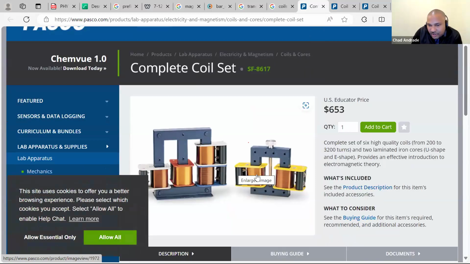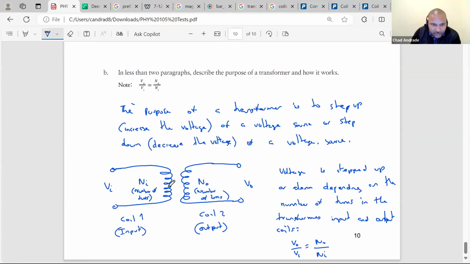If you pass a current through one of the coils, based on the number of turns on one side, the input, and the number of turns on the other side, you can step up the voltage or step it down based on this equation. So let's use some values. Let's say you wanted to step up the voltage. Let's say you had a 10-volt source and you wanted the 10-volt source to become 100. This is what you do.